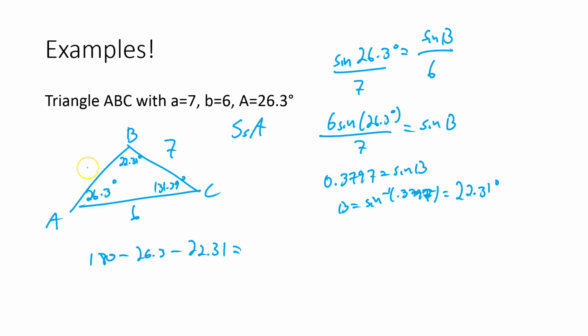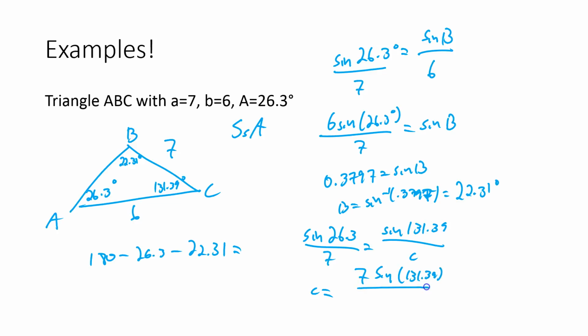And now to find side length C over here, I'll do law of sines again. So I'll probably use the 26.3 again, because I know that that one's right, divided by 7, equal to sine of 131.39 divided by little c. So c is going to be 7 sine of 131.39 divided by sine of 26.3.